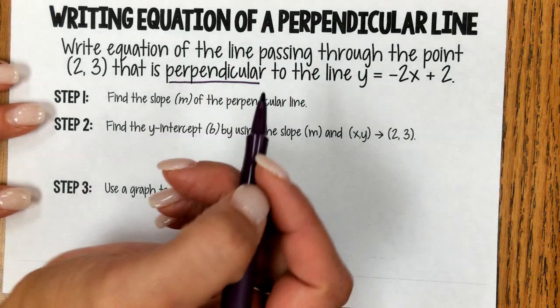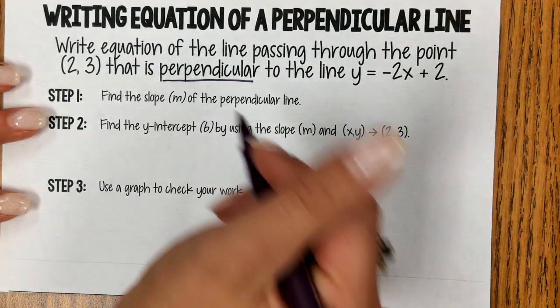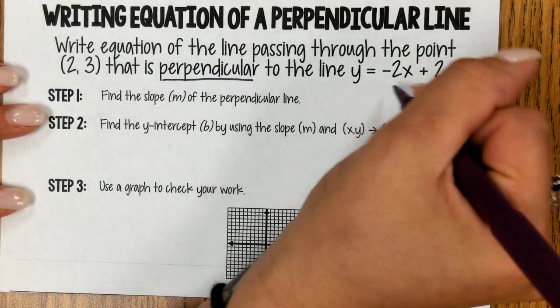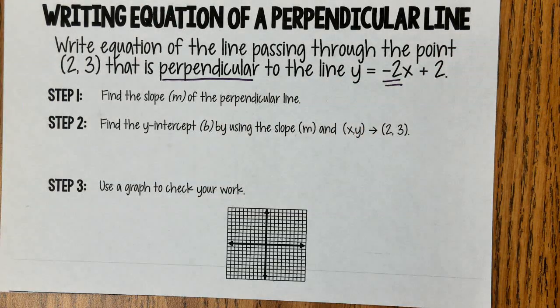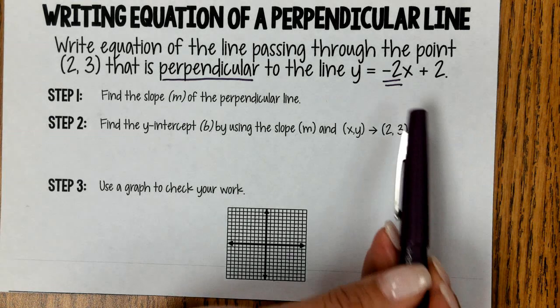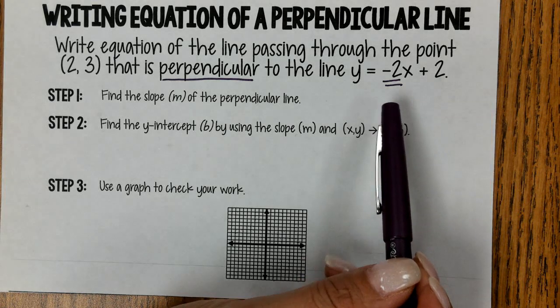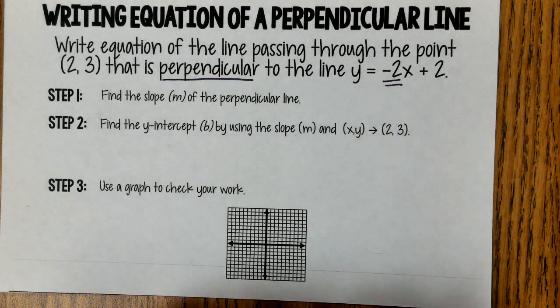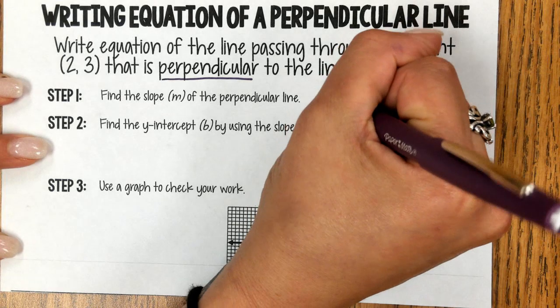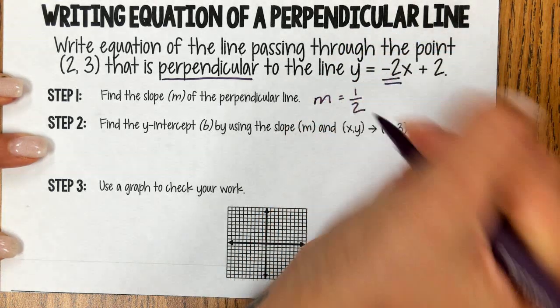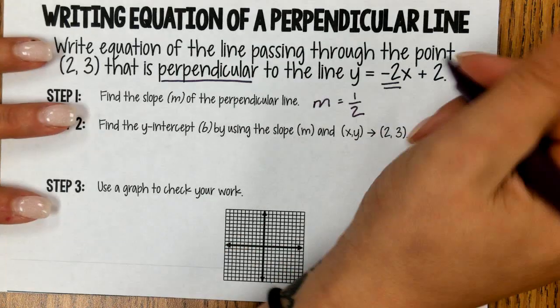Okay, so the first thing we need to do is figure out the slope. Whenever I'm finding the slope of a perpendicular line, I should be looking at the opposite reciprocal of the slope. What is the slope on this equation? -2. So the opposite reciprocal would be what? 1 over 2. 1/2. Positive 1/2.